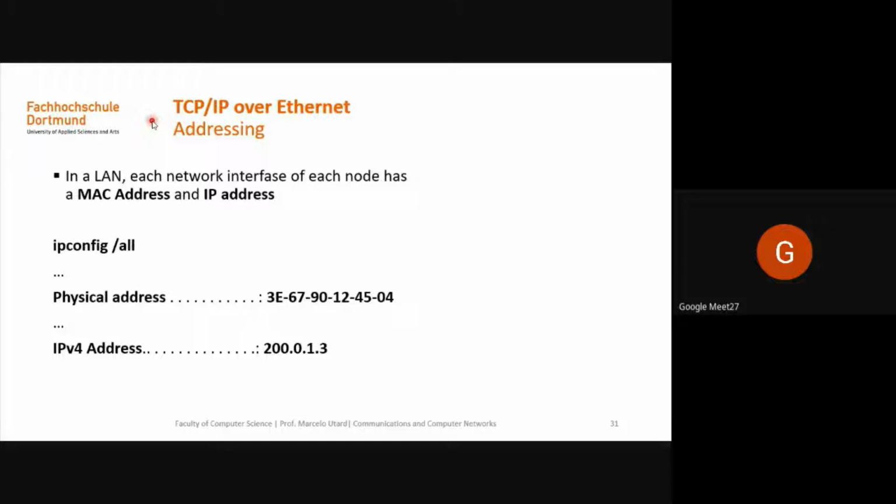an address of 4 octets, that is 32 bits. And if you would like to know which address has an interface, for instance, in a Windows platform, you could type the command ipconfig with this option, and you will see the typical physical address with this notation, and the IP address with this notation, that is the decimal dot notation.